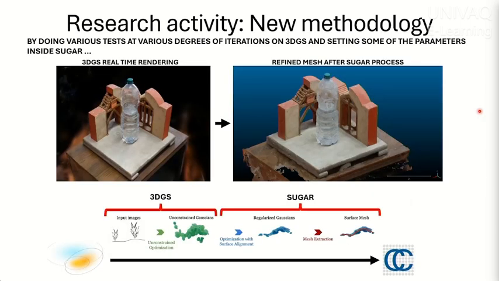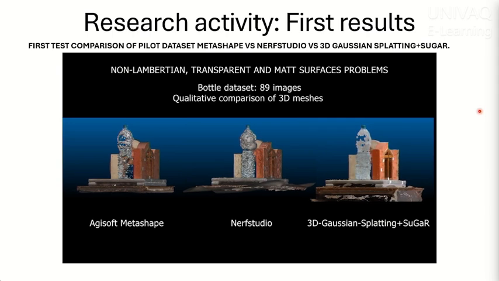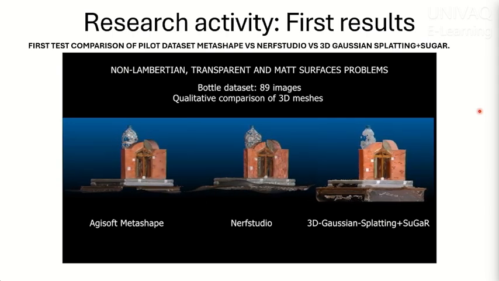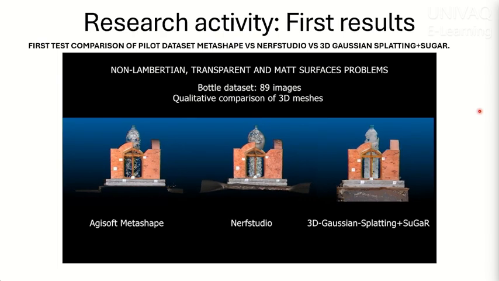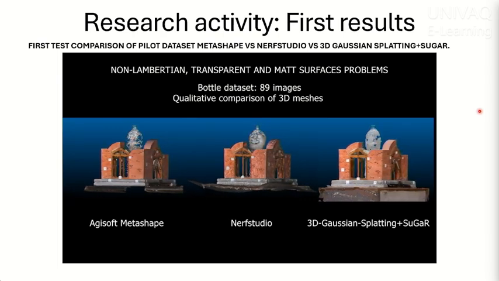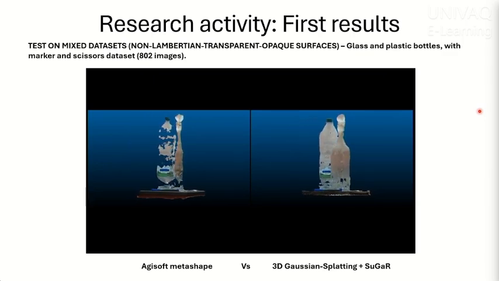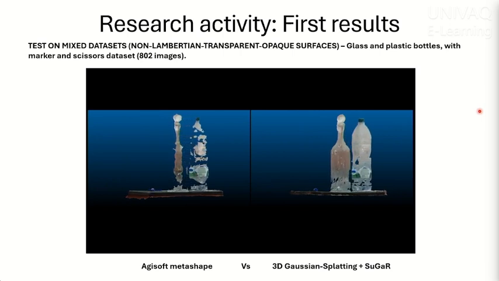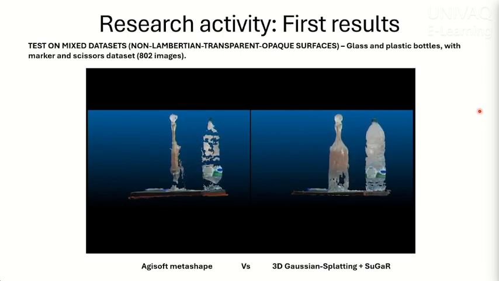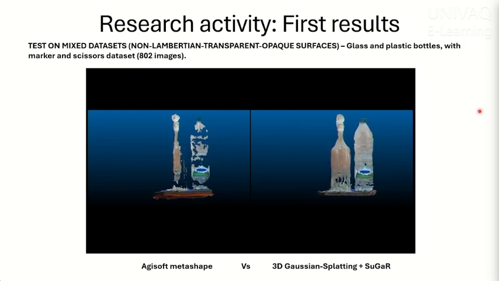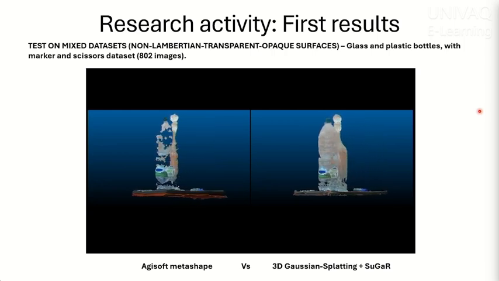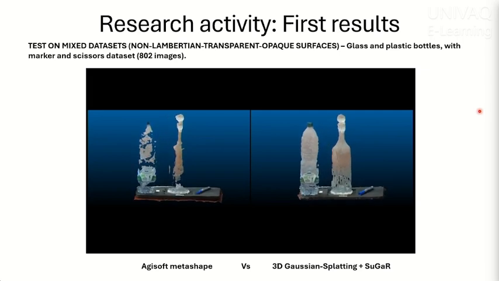So the process, by doing various tests and degrees of iteration, is this one, the result. Now here is a first test comparison showing the improvement with SuGaR. This one is another one. Now I'm just showing some test results that we did in these first attempts, between MetaShape and 3D Gaussian splatting plus SuGaR.